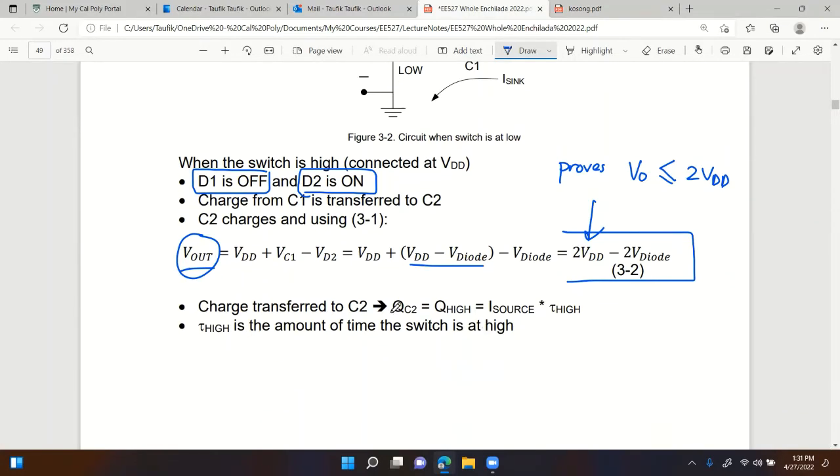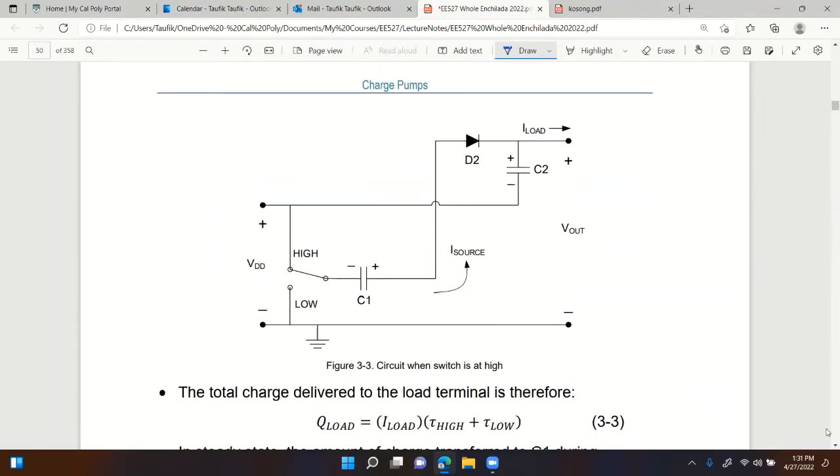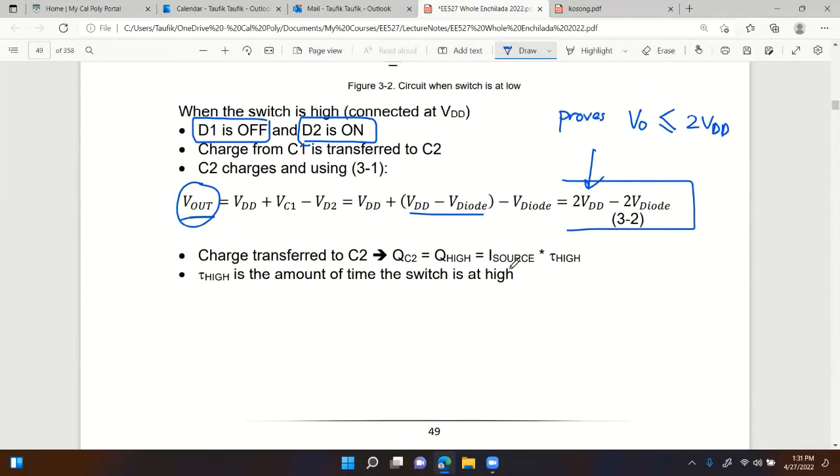Okay, so the amount of charge that is transferred to C2 will be the same as the amount of charge that is being transferred to C1, right? Earlier. So QC2 is equal to Q high. That's equal to I source, so the current that I call for the second state right here. So you can see now C1 discharges through D1 this way, right there. And you can see that the current that I have right here, I call it I source, so sourcing the load. All right, so that's I source again.